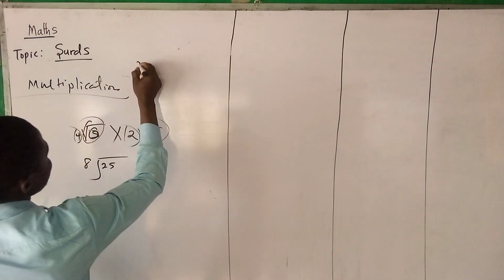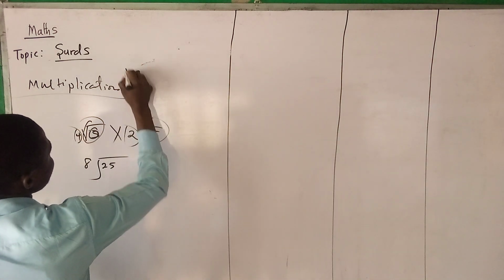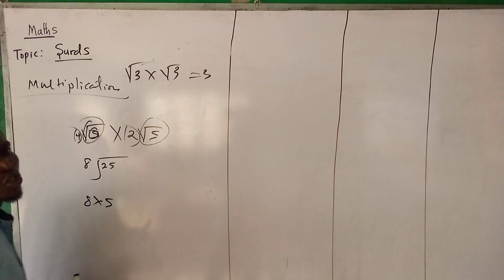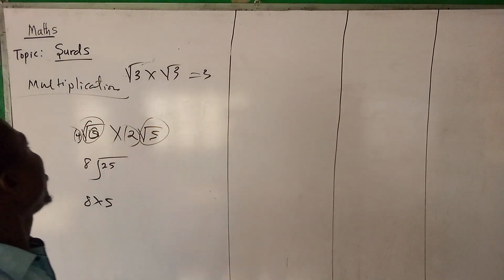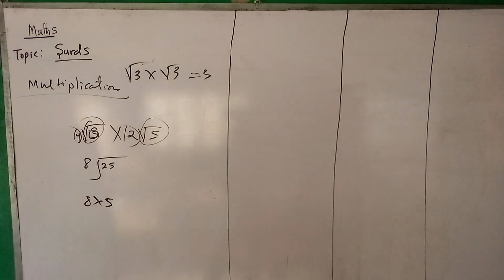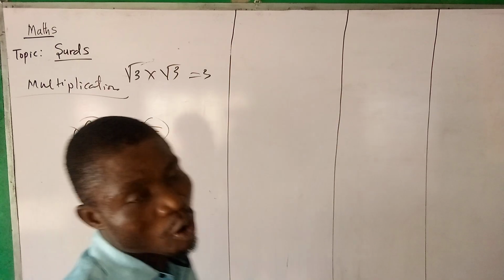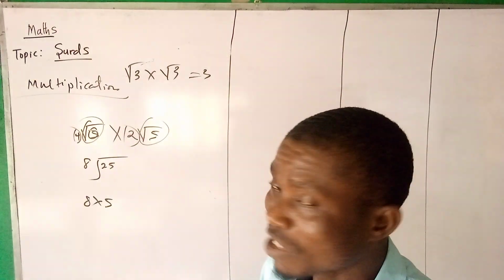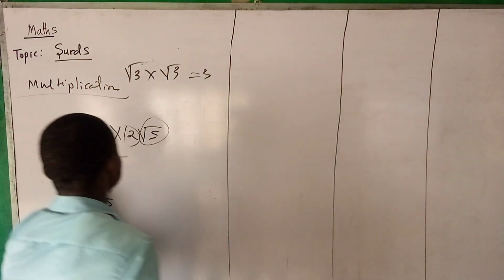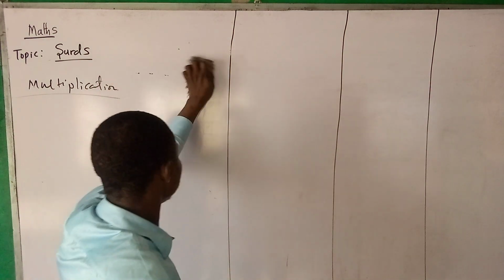If you say surd 3 times surd 3, it's just 3. So no need to waste your time. Alright, that is multiplication of surds. This is part 1, because part 2 will be more of solving past questions. I just want to take time to teach you so that when we enter part 2, you understand it very well. Now let's discuss division of surds.